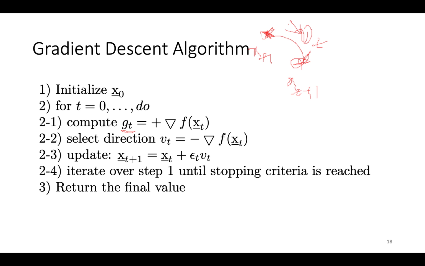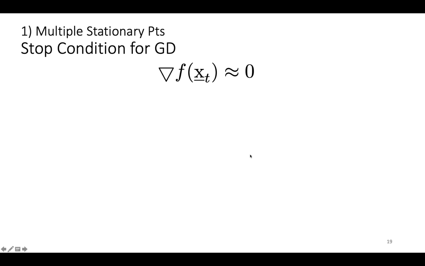Okay, so now let's talk briefly about how we're going to find the stopping criteria here. Back to your question. So now we might end up having three different scenarios, right? First of all, GD stands for gradient descent. So the first situation is when we have multiple stationary points. Okay, we find the gradient of f at the point xt approximately 0. In general, we are hoping that this is a local or global minima, right?